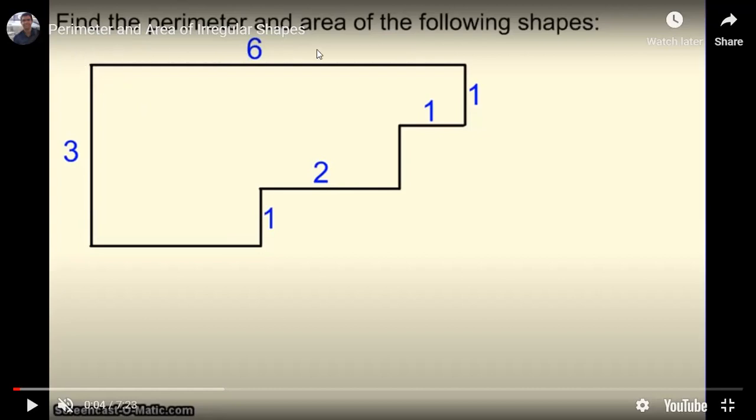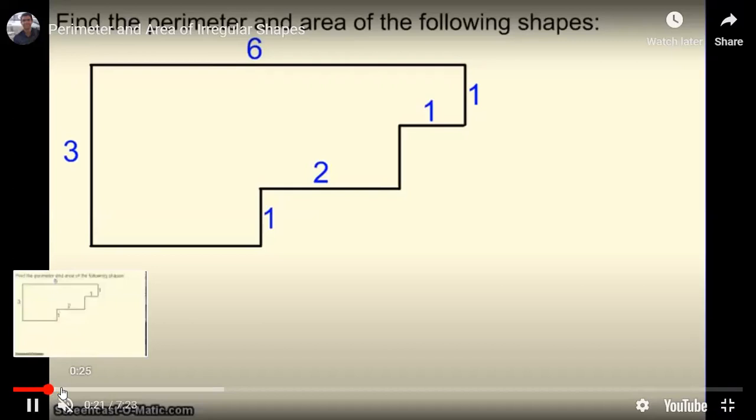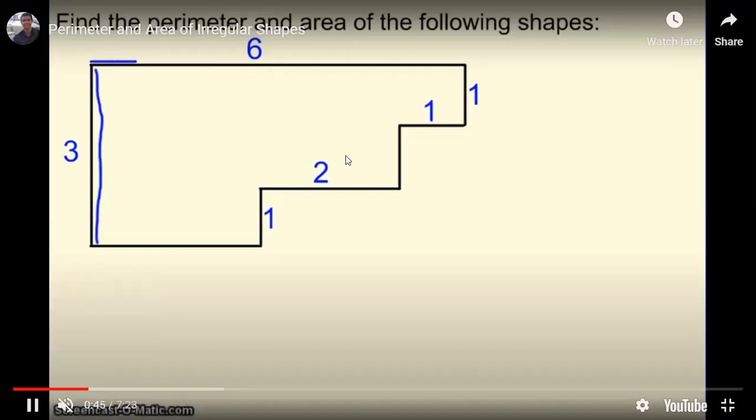We will add all the sides together, which means it will be 6 plus 1 plus 1 plus 1 plus 2 plus 1 plus 3. To find the perimeter for this figure, we have to add all the sides from outside. Okay, so first we will find the missing part. So we have 3 and then 6, and then next?